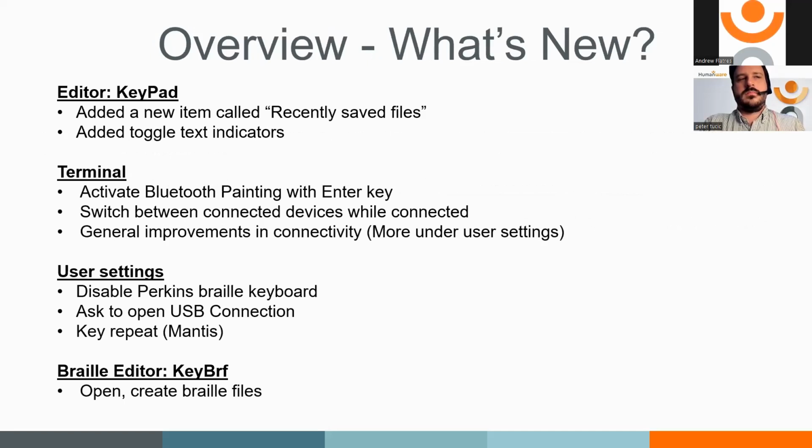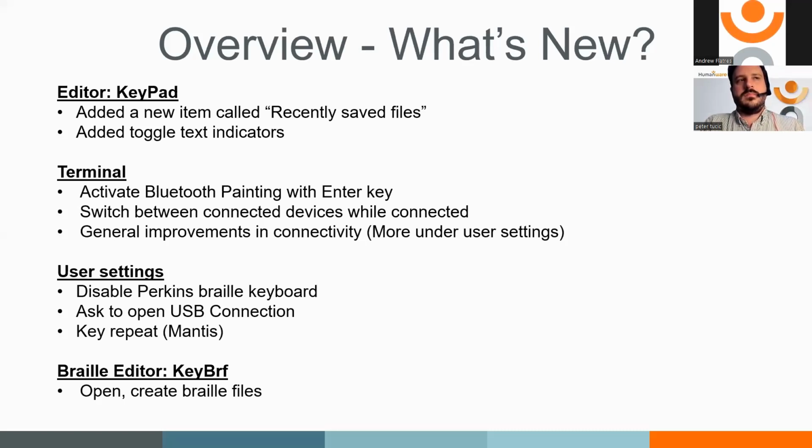So what is actually new? Some quick overview here. In the editor, we've added some new features, one called recently saved files, and we'll go into a bit more detail on that one. We've added toggle text indicators. This is the annoying brackets that some people do not like to have. Certainly when we look at a 20-cell Braille display, we want to make use of all our Braille cells. So there is an option to hide those brackets in the editor.